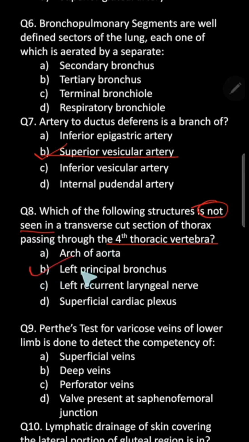Left principal bronchus, this will not be seen because the trachea actually divides into left and right principal bronchus, that's called carina, just at this level. So left principal bronchus is actually present at the level of T5 vertebra. Left recurrent laryngeal nerve will be there because it slinks below the arch of aorta at the level of this ligamentum arteriosum. Then superficial cardiac plexus, this also lies below the arch of aorta, overlying the left pulmonary artery. This also will be seen at the same level. Answer here is B, left principal bronchus.